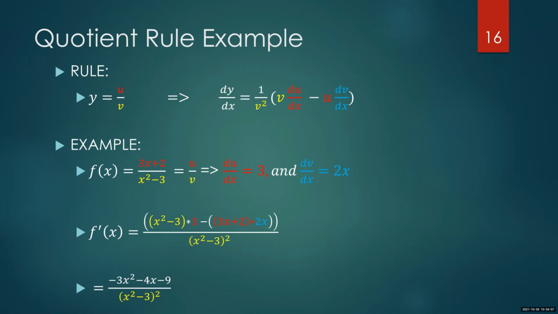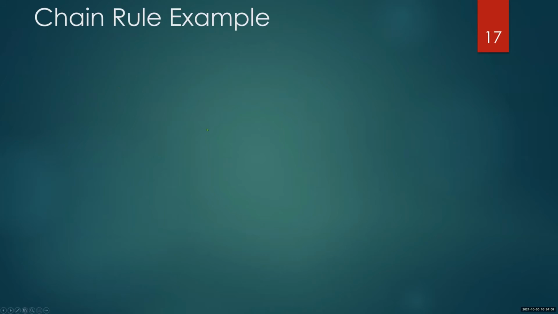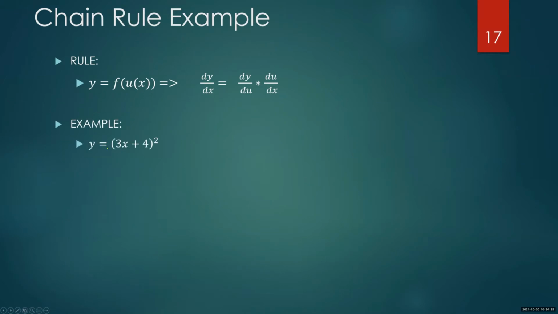Okay, so let's move on. So here's an example of the chain rule. And just a reminder of the rule. If y is some function of u of x, then dy dx is equal to dy du multiplied by du dx. So let's look at an example. So y is equal to (3x plus 4) all to be squared. So we're going to let u be equal to 3x plus 4. So du dx is equal to 3. And if u is equal to 3x plus 4, then y is equal to u squared. So dy du is equal to 2u.